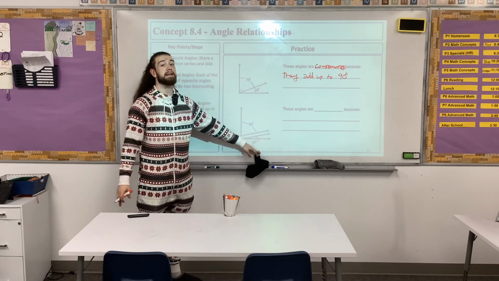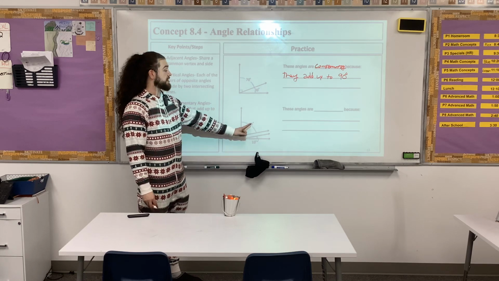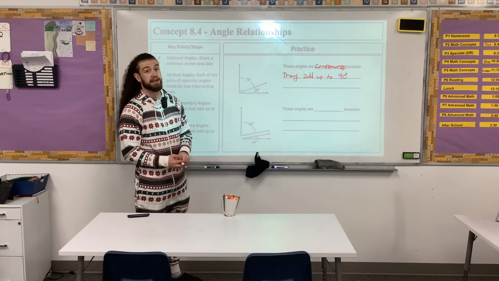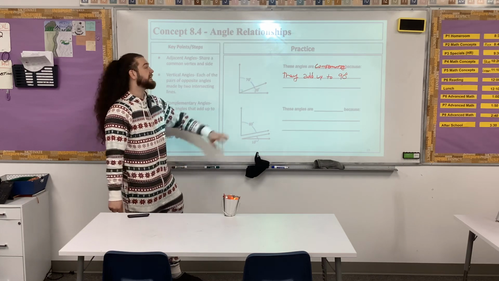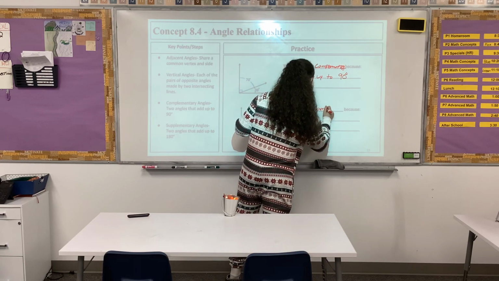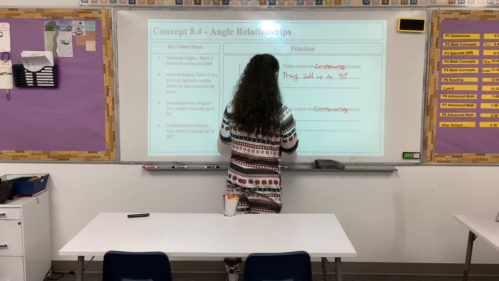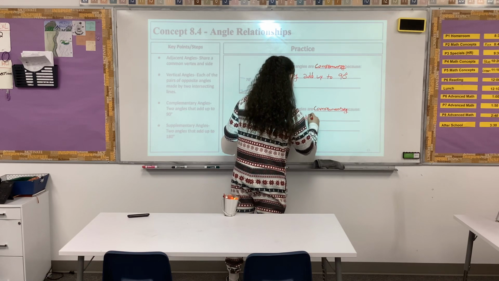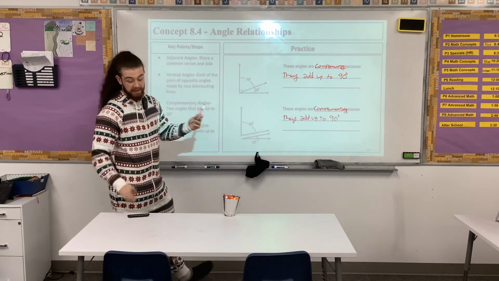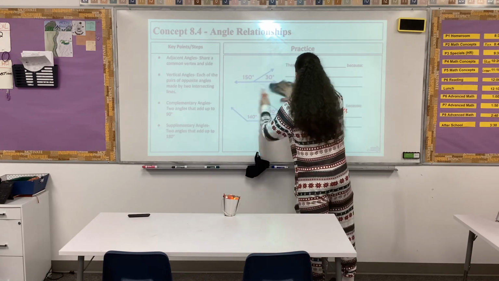Well, we said that complementary angles and supplementary angles do not need to be adjacent. They do not need to be touching, right? So this 80 degrees and this 10 degrees, 80 plus 10 gives me 90 degrees. So these are also complementary angles, even though they're not touching like the first ones. They are still complementary because they still add up to 90 degrees.